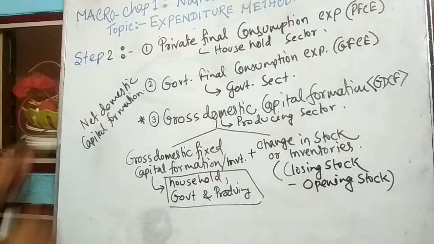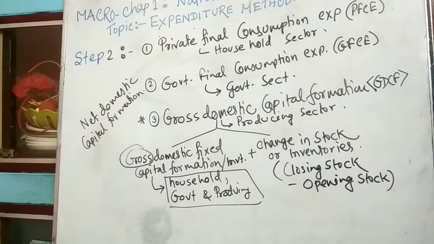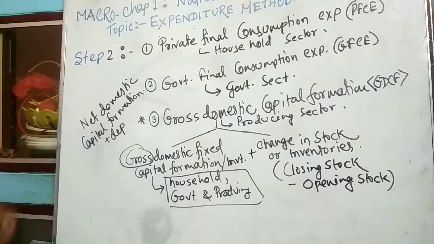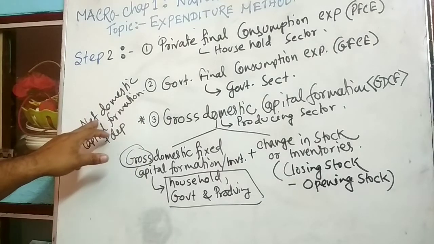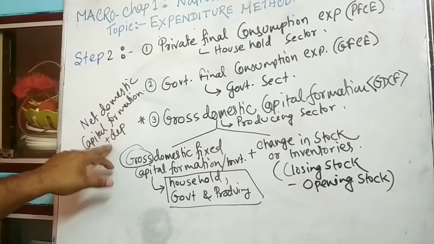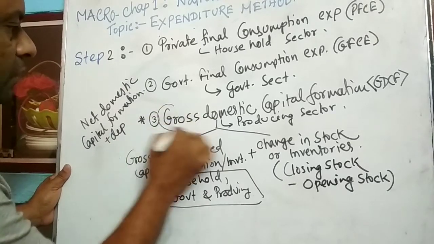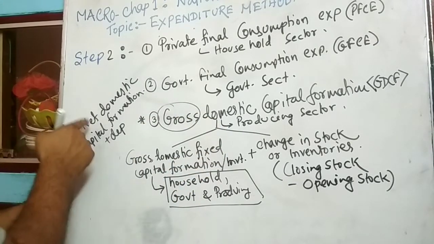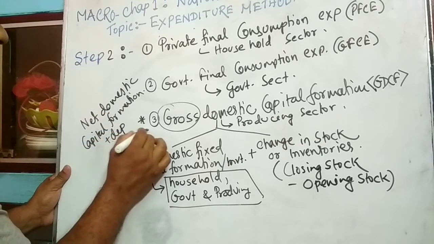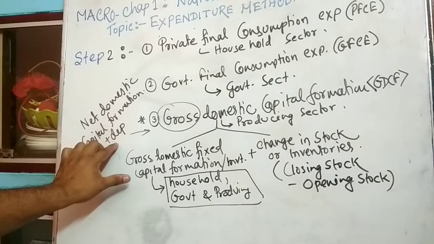Net domestic capital formation: we require gross, but it is given net. Then how can we convert? Net plus depreciation is gross. So if net domestic capital formation is given in the question paper, then we add depreciation to the net, and it will become gross domestic capital formation. We require gross domestic capital formation. If net is given, we just add depreciation to it and it becomes gross. Net plus depreciation is gross.